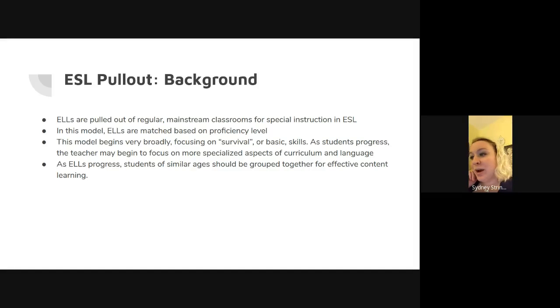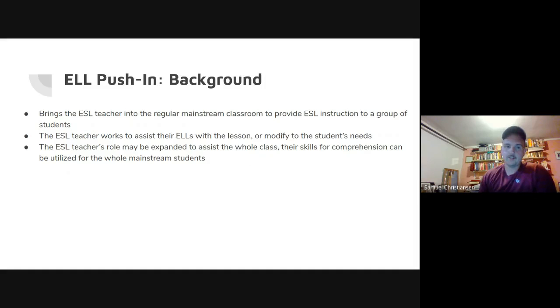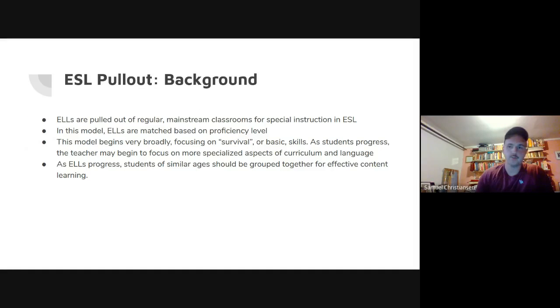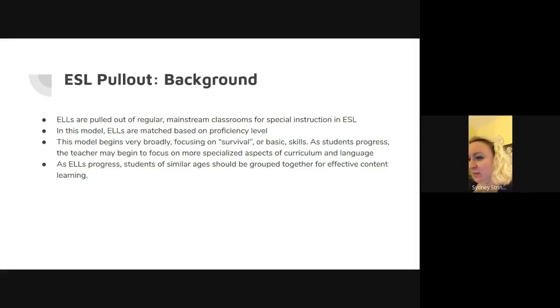As ELLs progress, students of similar ages should be grouped together for effective content learning. It's also very beneficial for social learning to be with peers of the same age so they can build on their English social skills. Right. If you had a first grader who was the same level as, say, a sixth grader, it would make no sense to put them in the same ELL classroom because their content's going to be completely different. Definitely. Makes sense to me.